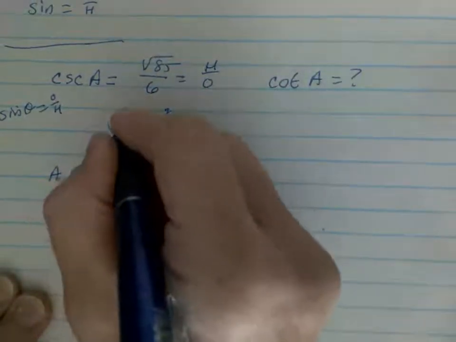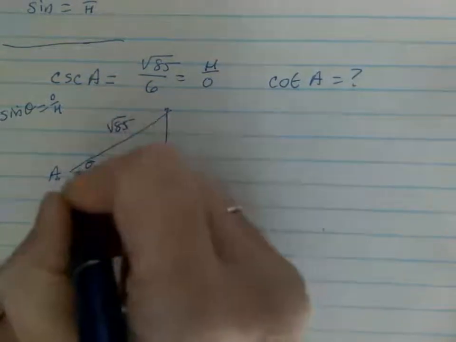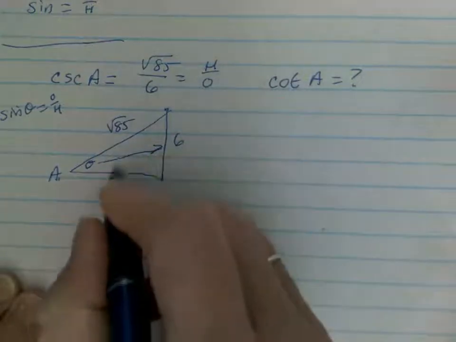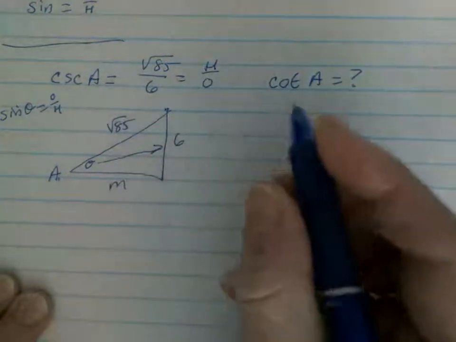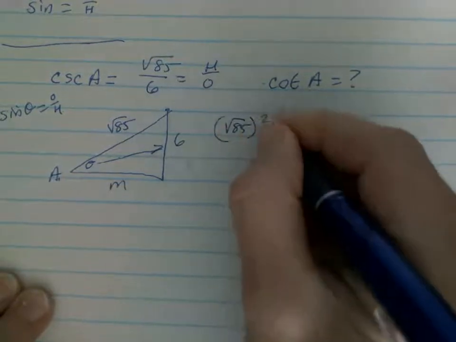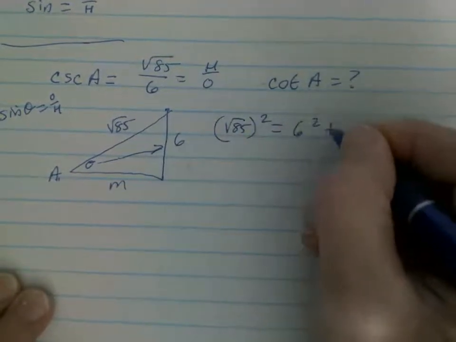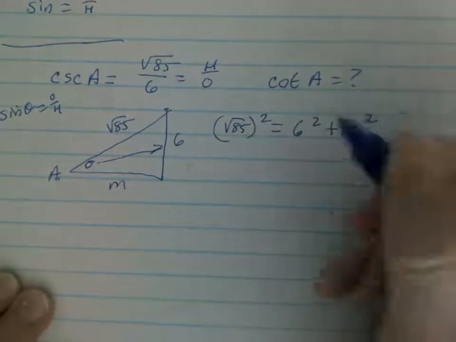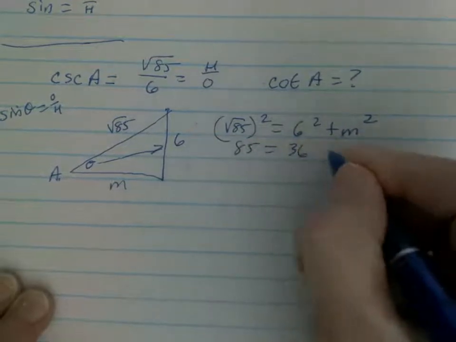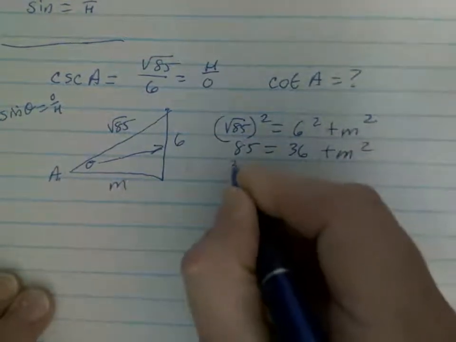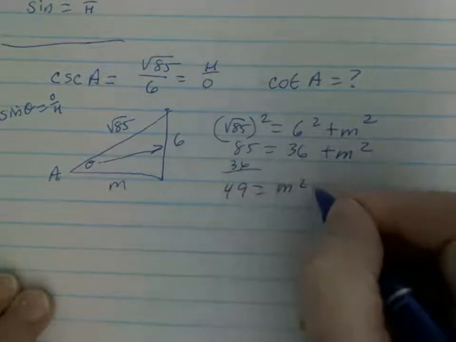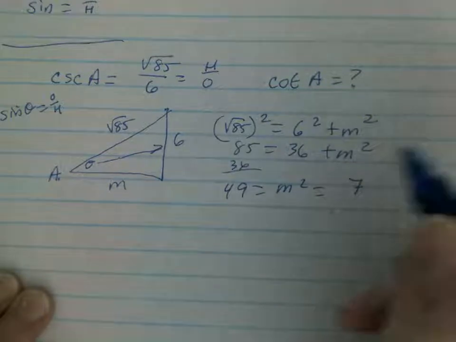The hypotenuse is here. The opposite is straight across, and that is going to be a value of 6. What we need to do is find this leg also. So the square root of 85 squared equals 6 squared plus m squared. Square root of 85 squared gives us 85. That's 36. When you subtract this, you're going to get 49. So m will equal 7.